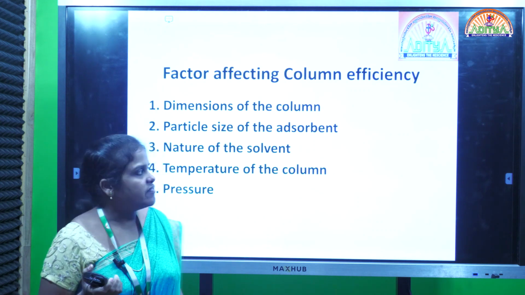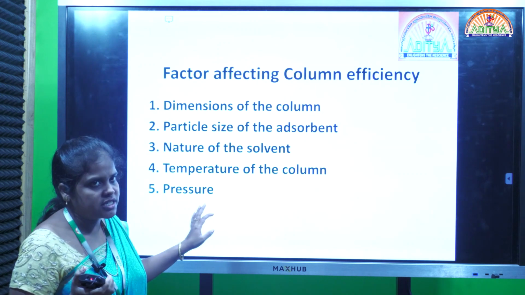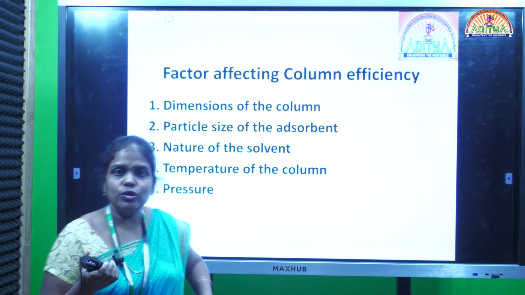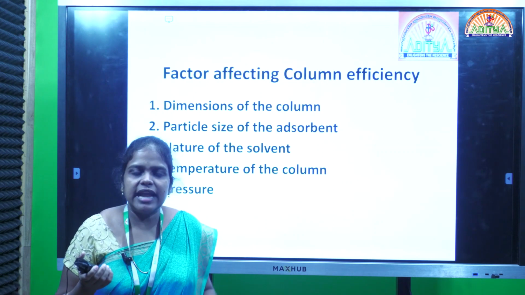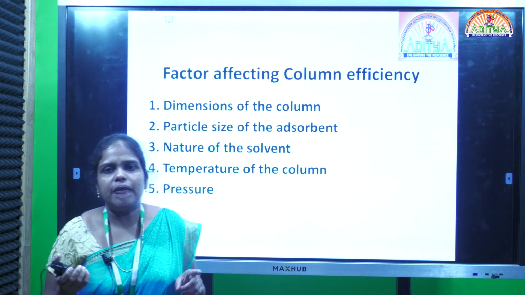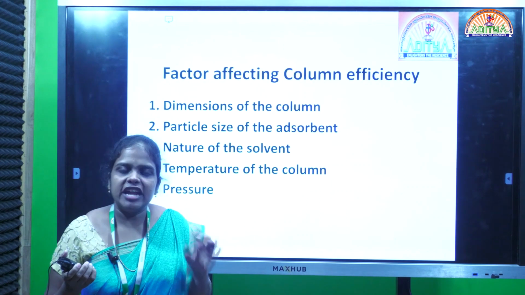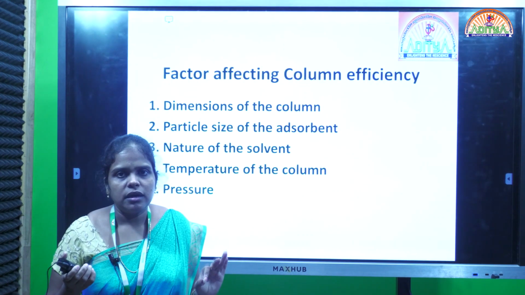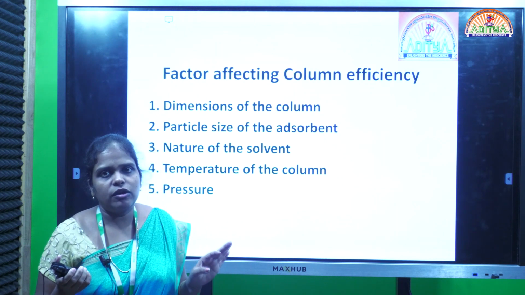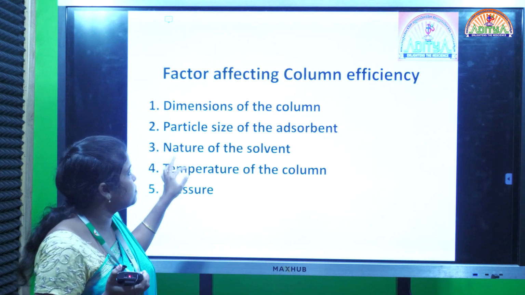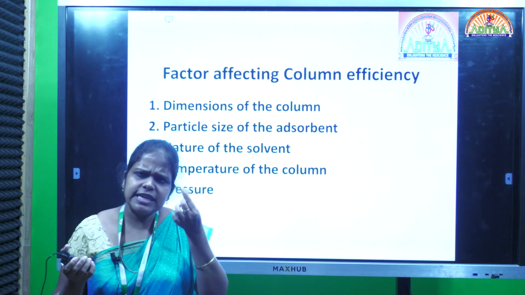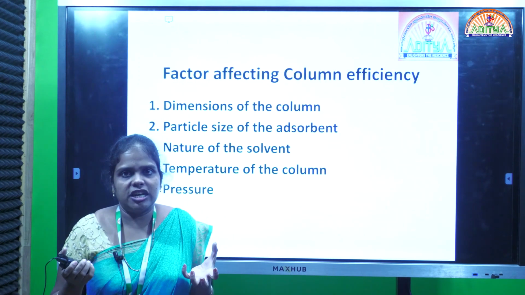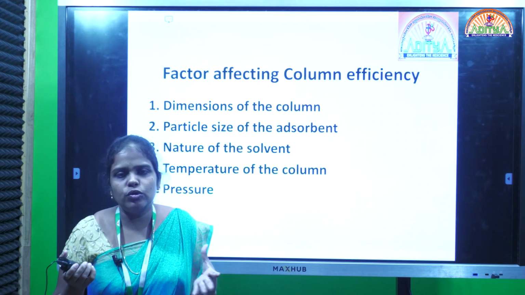And the last thing is factors affecting column efficiency. What are the different factors affecting column efficiency? I already told you. First one is dimensions. I already told you 100:1. That means length 100 centimeters and diameter 1 centimeter is a very efficient column. If you are using these measurements, you can get better column efficiency. And the next one is particle size. If you are using a very small particle size, the column will work very efficiently, because big particle size means there will be no good separation.